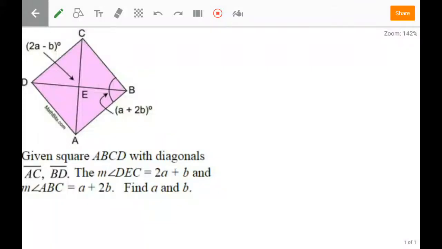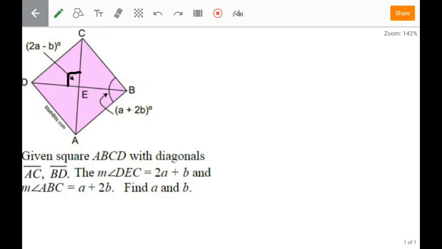Okay, in this example, we're looking at a square, and we want to find out the values for variables a and b. A couple things that we're going to need to know as far as the properties of a square are related to the diagonals. In particular, the diagonals of a square, when they intersect each other, form perpendicular bisectors. So this 2a minus b is pointing towards this angle, which is 90 degrees.